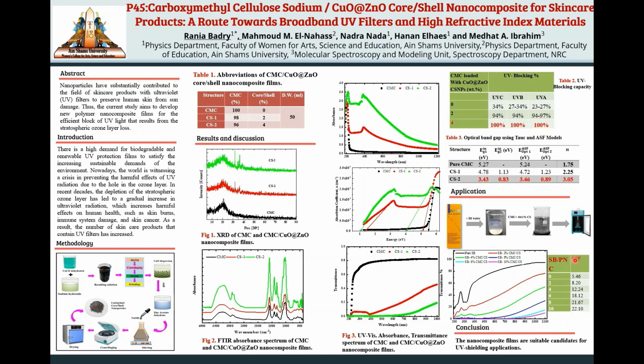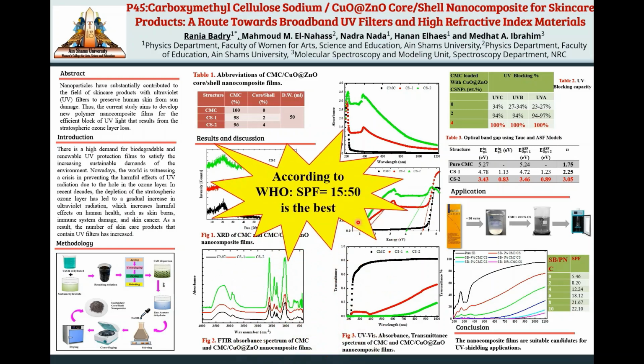Additionally, we calculated the sun protection factor for the pure sunblock, which is found to be 5, and we found that it increases to 22.1 with the addition of 10 weight percent of our polymer nanocomposite, which is a very good result. According to the published report by the World Health Organization, they recommended using sunblock with a sun protection factor between 15 and 50, which is the best for use. Our conclusion is that the nanocomposite filters are suitable candidates for UV shielding applications.